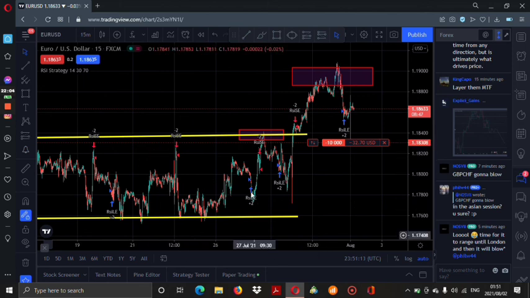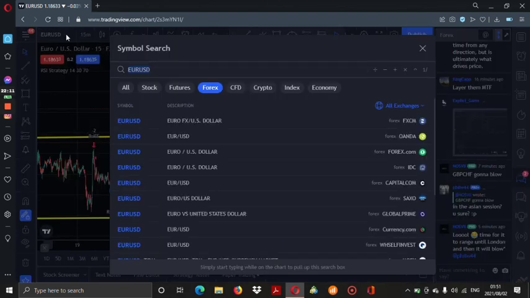And as you guys can see, now that you guys know, you can compare your DXY and your gold and your GBPUSD and your EURUSD. They're all connected, guys. You guys have to know that it is very important.